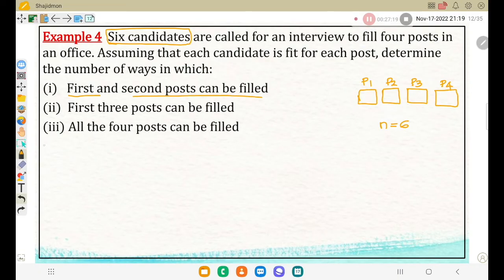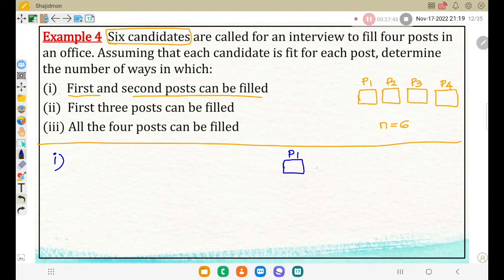That is the first part of the question. First post and second post, how many ways can we fill them out of these 6 people? That is the first question we need to do. So I can show that answer here. How many posts do we need to fill? 2 posts, correct? This is post number 1, this is post number 2. We are not filling all the posts in the first question. First post and second post, how many ways can we fill?